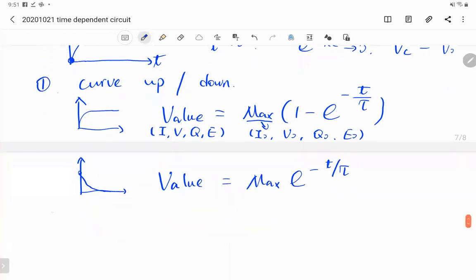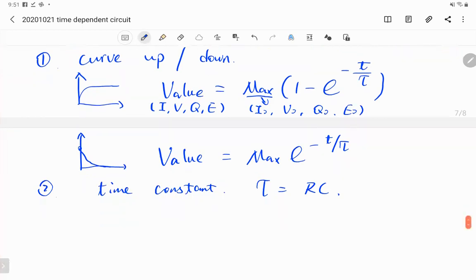That's the first step. The second step is to determine the time constant. When a resistor is connected with a capacitor, the time constant tau is equal to RC. If it's not a capacitor but an inductor, that will be another value. I will show you later. The third step is to determine the maximum value.